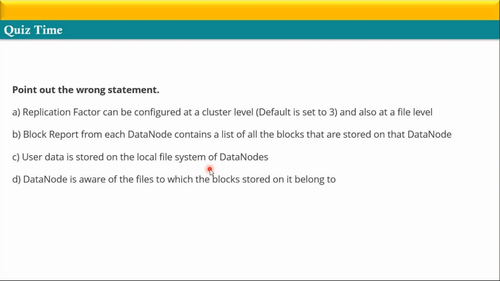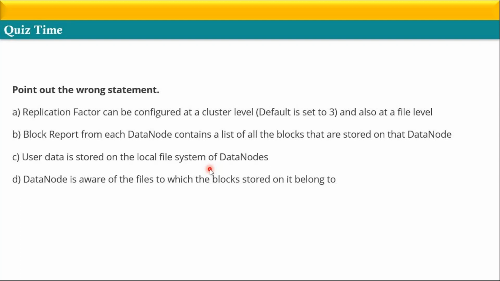I think D, sir. D is the wrong answer. Data node does not have the files information. I think it is regulated by the name node. What about others? That is C. D. Okay. Sir, C. C. Okay.